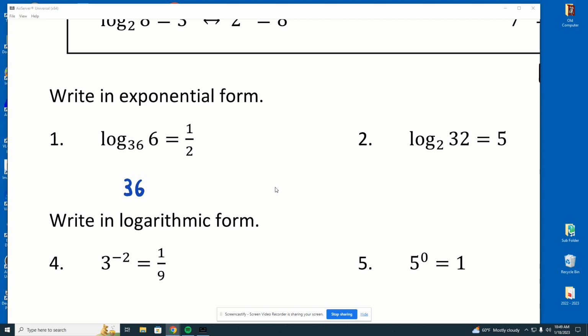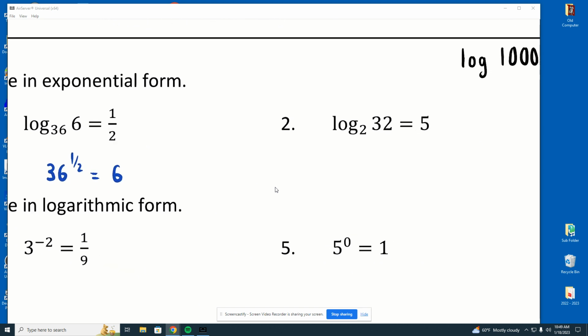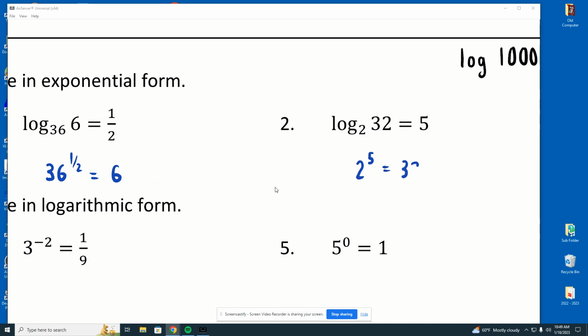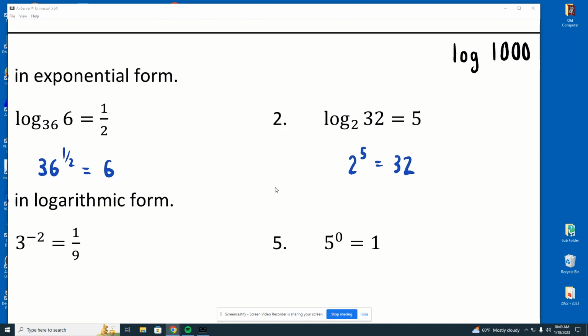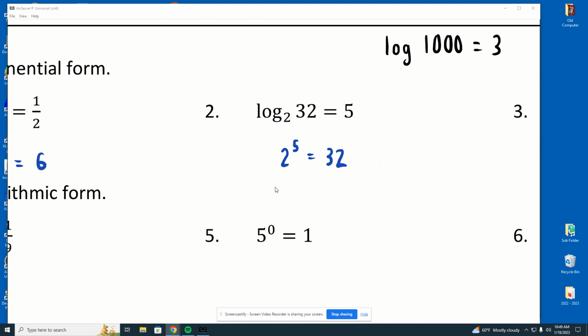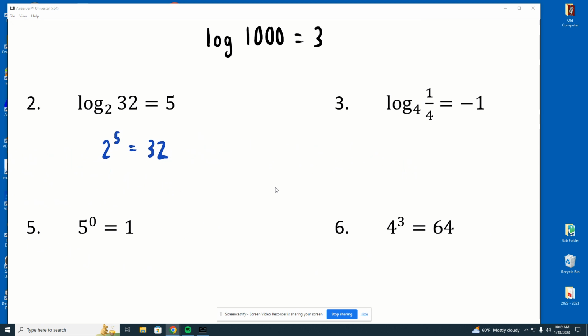36 to the 1/2 equals 6. Done. Number 2. Somebody else, let's go. 2 to the 5th equals 32. The base of your log becomes the base of your exponent, and then you do the loop. 2 to the 5th equals 32. Number 3. Somebody. 4 to the -1st equals 1/4.